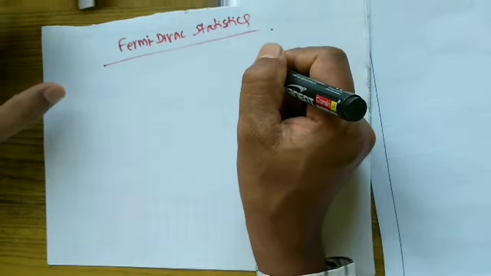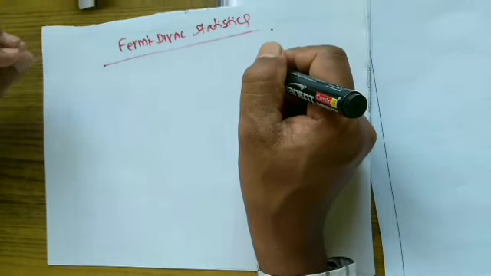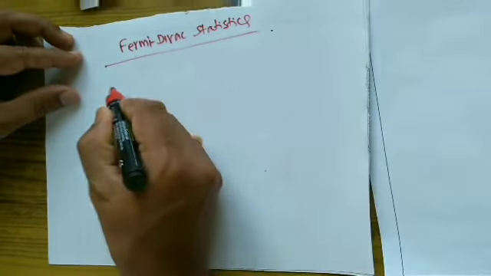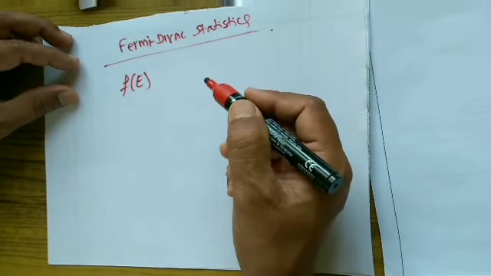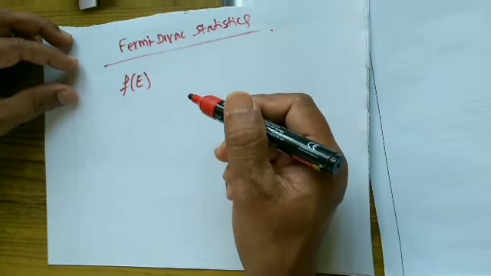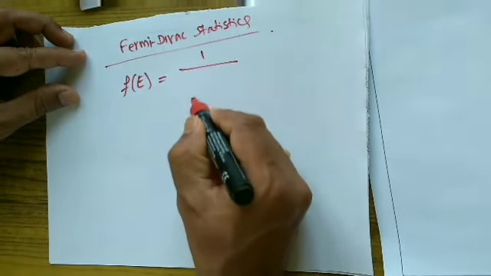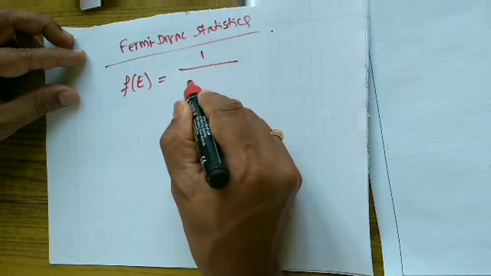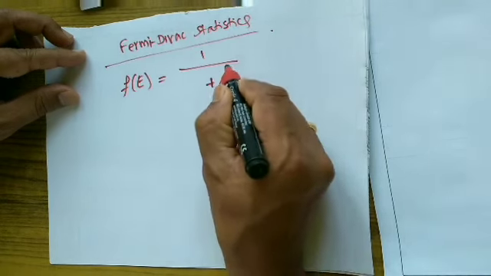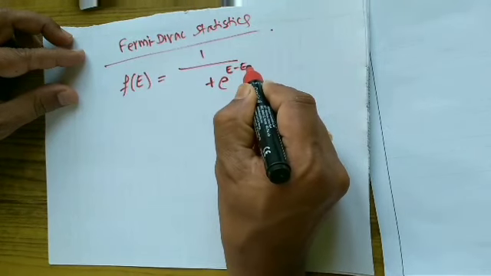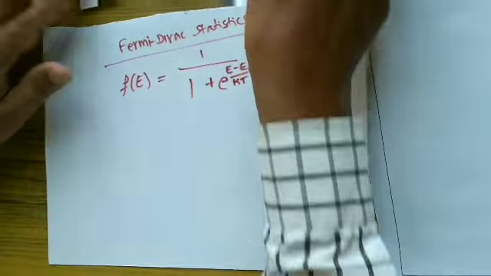According to this theory, there is one distribution function which is represented with the symbol f of E. It is also called Fermi factor, and it is expressed as f of E equals 1 divided by e power (E minus EF) by kT, plus 1.